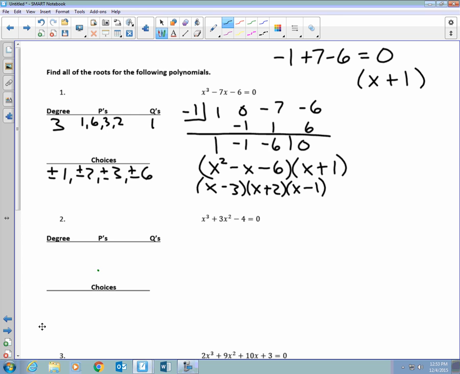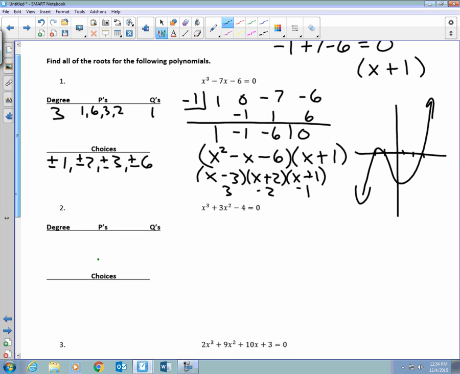So what are my solutions? Oh, I did that second hour, or third hour as well. 3, negative 2, and negative 1. Could we graph it? Now we even know how to graph it, don't we? If I take this and divide it by x plus 1, then I come up with that. So, all right, let's try one more together, okay?